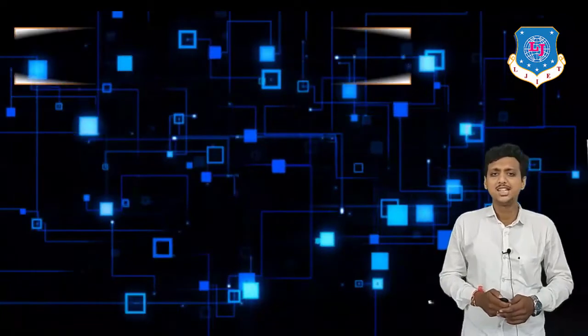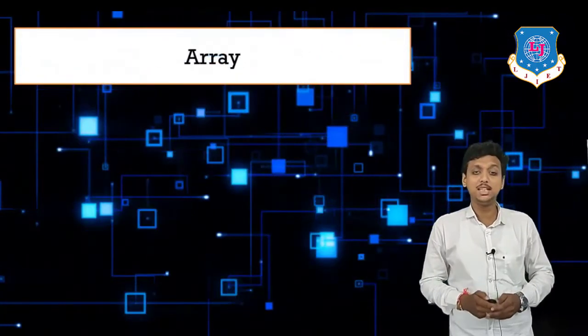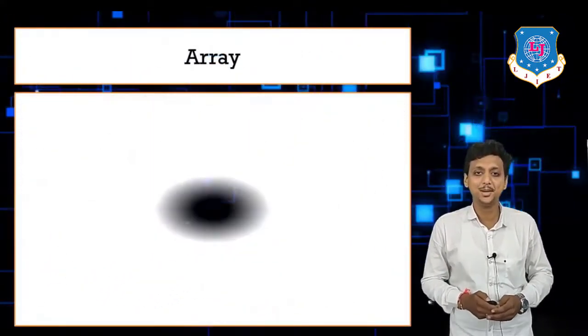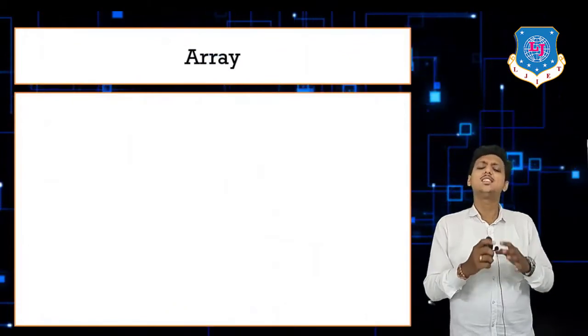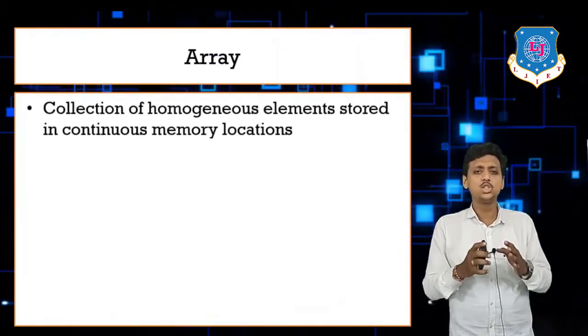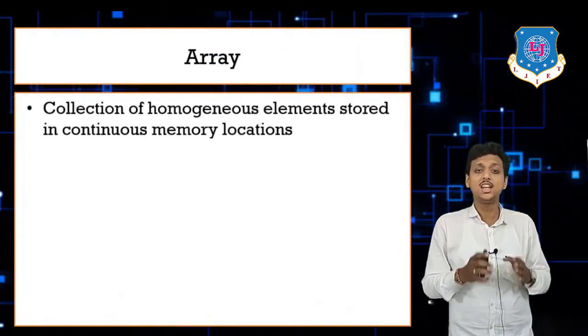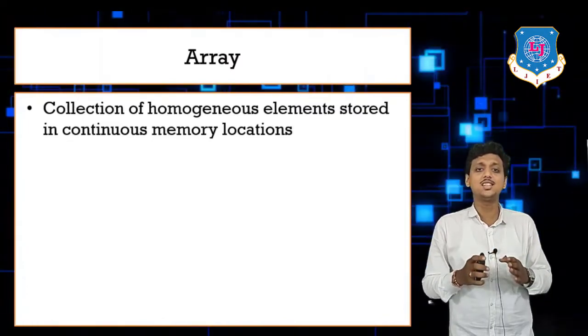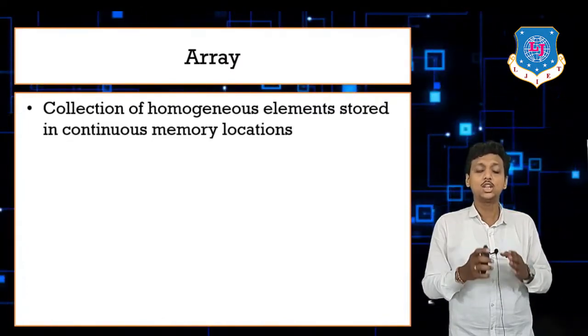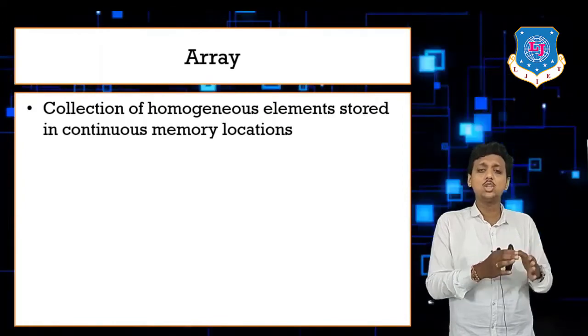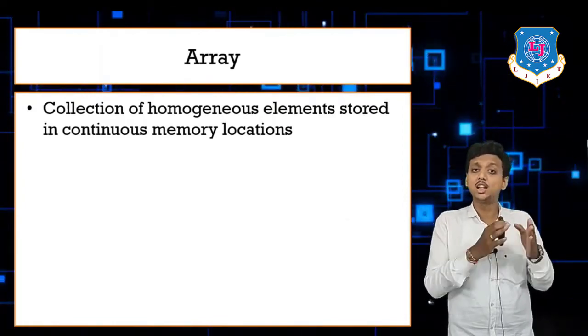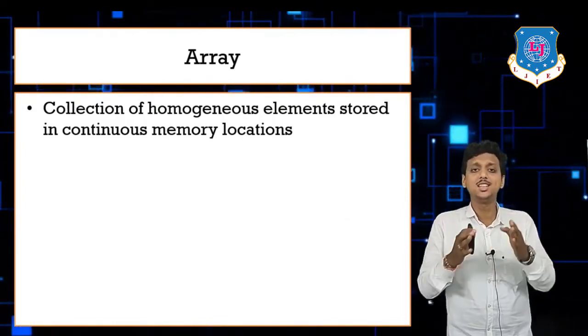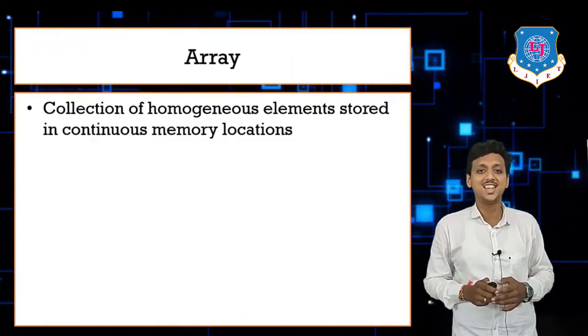So students, now it's time to tell me: what do you mean by the array? Students, an array is nothing but a collection of homogeneous elements where each and every element is stored in a sequential manner. When the elements are stored in a sequential manner and in continuous form in the memory, then that is known as an array.